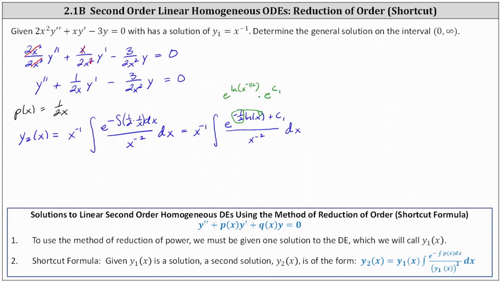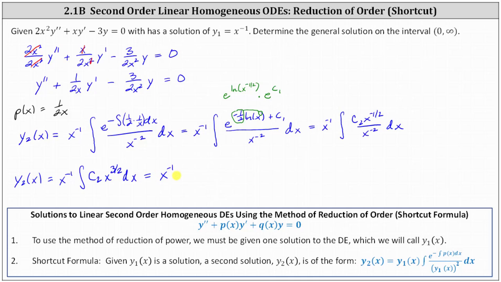So let's go ahead and write this as x to the power of negative 1 times the integral of c sub 2 x to the power of negative 1/2 divided by x to the power of negative 2, which gives us y2 of x is equal to x to the power of negative 1 times the integral of, well, x to the power of negative 1/2 divided by x to the power of negative 2 is equal to x to the power of negative 1/2 minus negative 2 or plus 2, which gives us c sub 2 x to the power of 3/2. And now we can finally integrate.